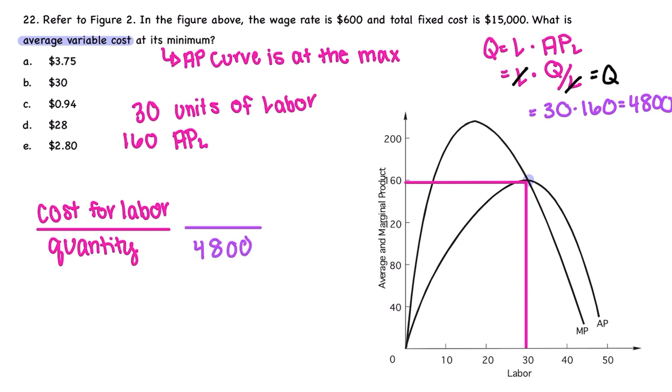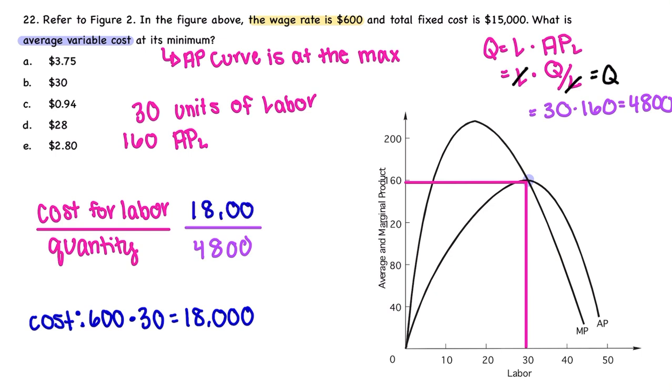And then we know our wage rate is 600. So our total cost for labor is going to be 600 in wages times 30 units of labor, which is going to give us 18,000. So 18,000 is going to go on top. 18,000 divided by 4,800 gives us 375.